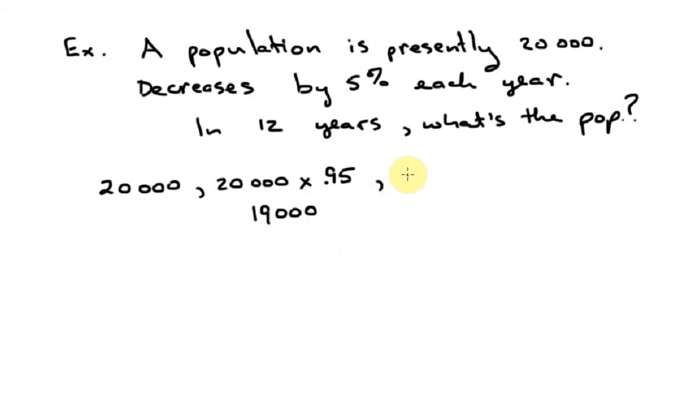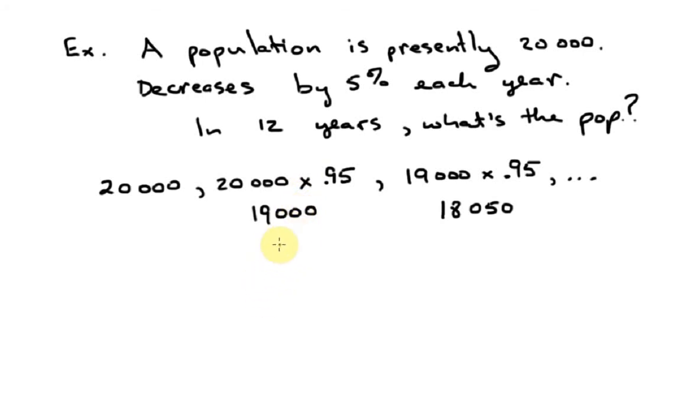Then let's do the same calculation again. So now I'm going to take 19,000, and I want to keep 95% of it. So I'm going to times it by 0.95. And that gives me a new population of 18,050. And we keep going like this, and so on. And what we want to do is see, after 12 years, what's the population. So let me just show you how we would deal with this. There's a couple little tricks that make life a lot easier.